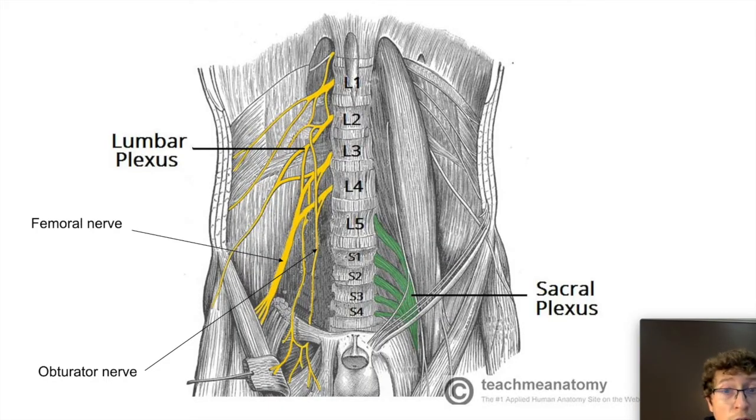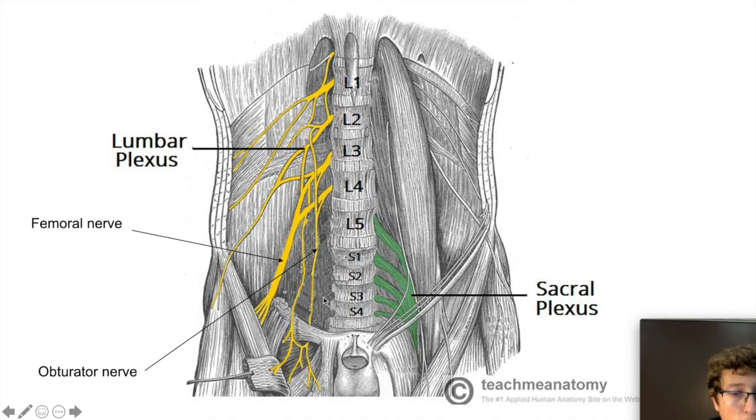Okay, so now to the lower extremity. So here we have our lumbar and sacral plexus. There are a few nerves coming off the sacral plexus, which we'll talk about on the next slide. But on this slide, we can see our lumbar plexus coming out of the lumbar vertebrae. There are two nerves that we're interested in.